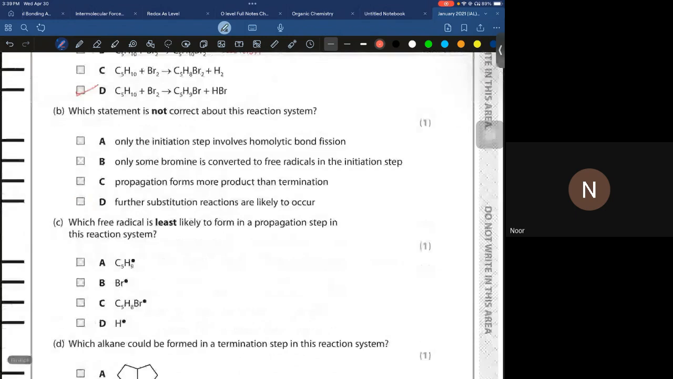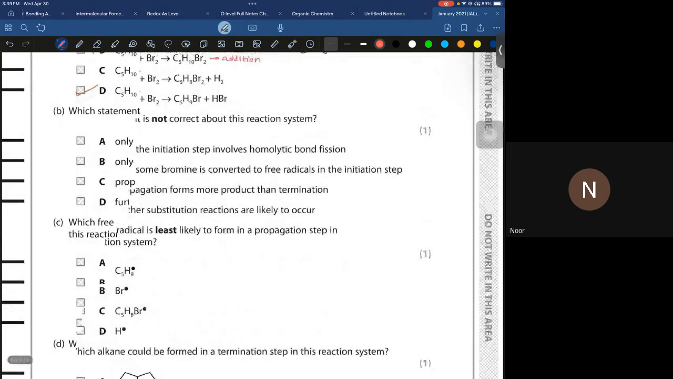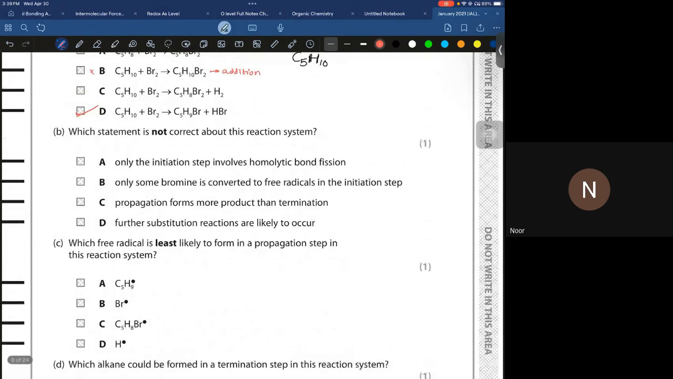Which statement is not correct about this reaction system, like about free radical substitution? Only the initiation step involves homolytic bond fission. Bond fission means bonds are going to break down. So only in the initiation step this is going to take place, like the homolytic fission? No, it also occurs in propagation step. So this statement is not correct. Obviously, option A is correct.